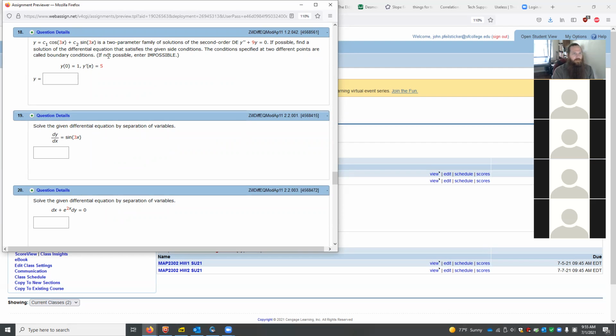They say, if possible, find a solution to the differential equation that satisfies the given side conditions. Side conditions is a weird term here. These would normally be called boundary conditions, not initial conditions, because they're not both at the same place. But the idea is the same as initial conditions. You're going to plug this information in and try to solve for the constants. Now, it's possible that you get a contradiction out of this, that there are no values of C1 and C2 that will allow this to happen. And if that happens, they want you to type the word impossible.